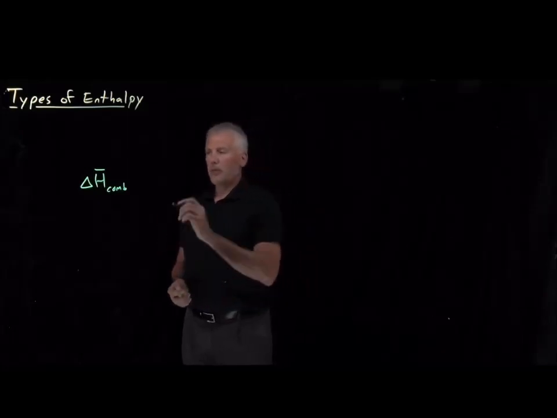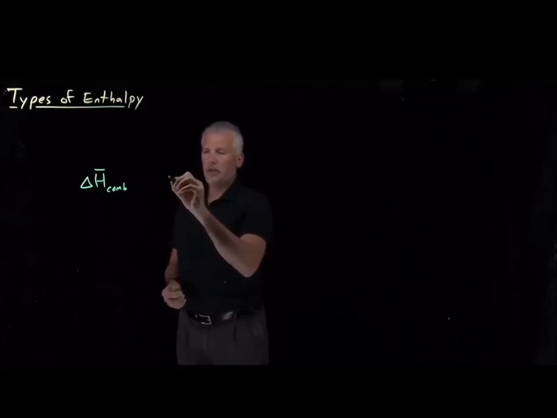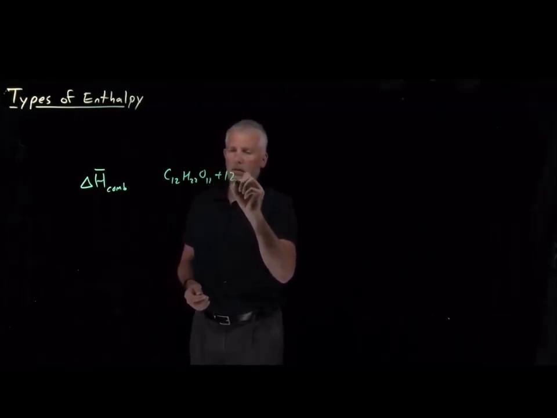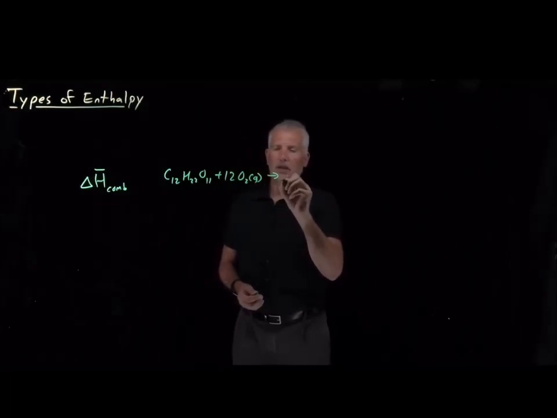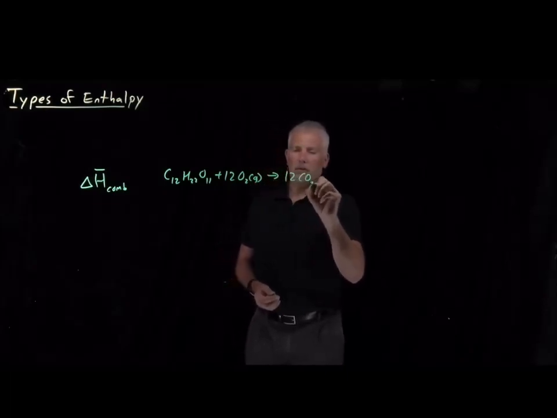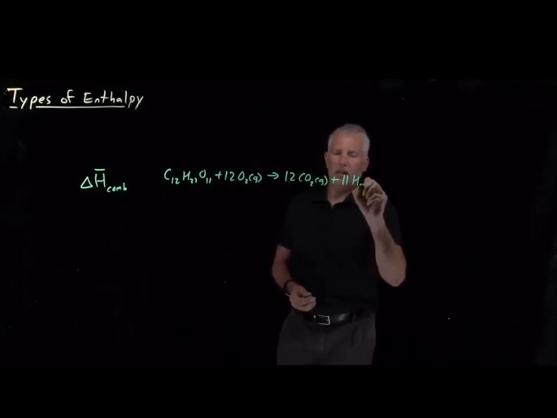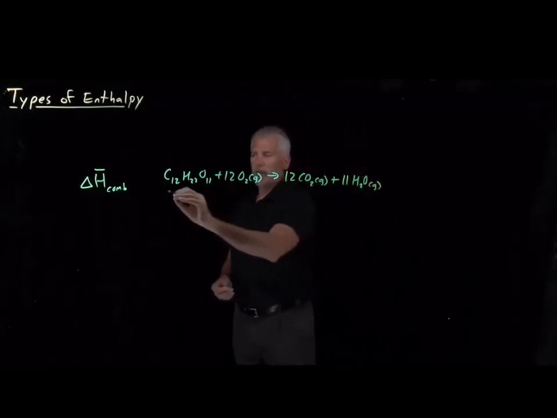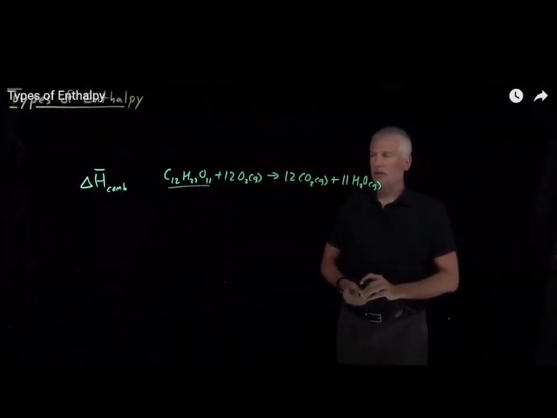So remember, for example, the combustion reaction that we've seen previously is sucrose. If I combine it with the stoichiometric amount of oxygen, it turns into carbon dioxide and water. So that's a specific example of an enthalpy of combustion, specifically the enthalpy of combustion of sucrose.